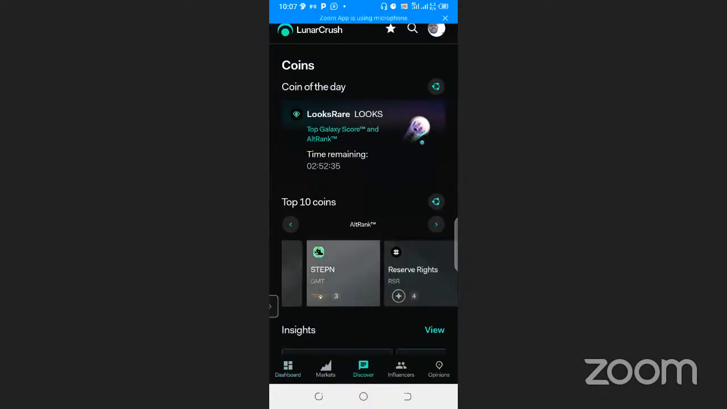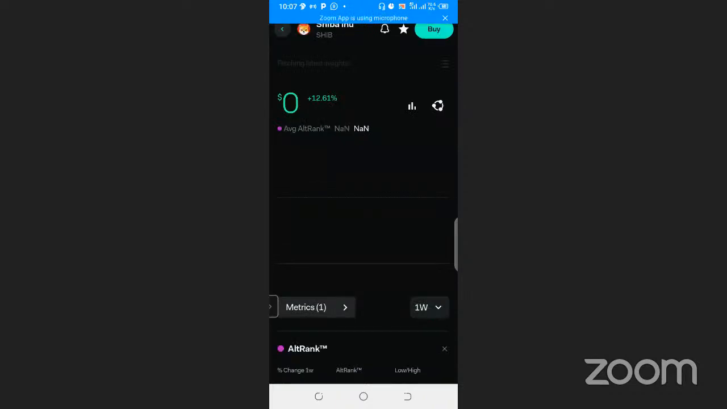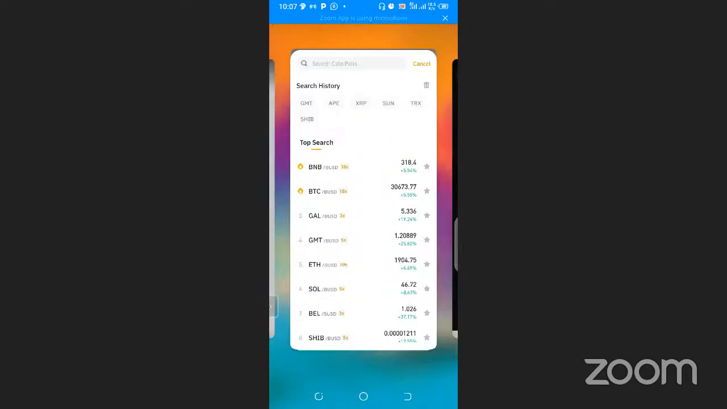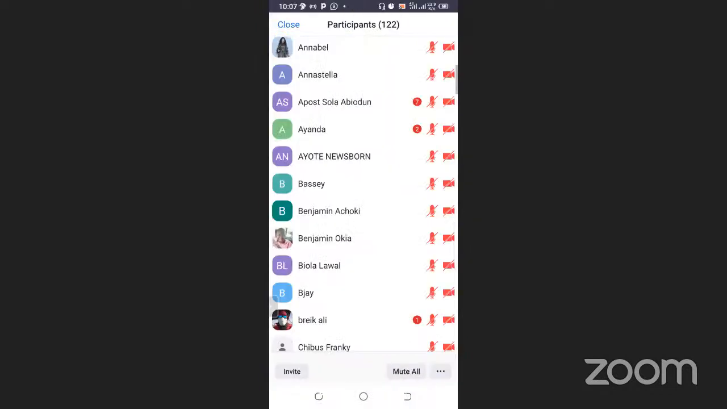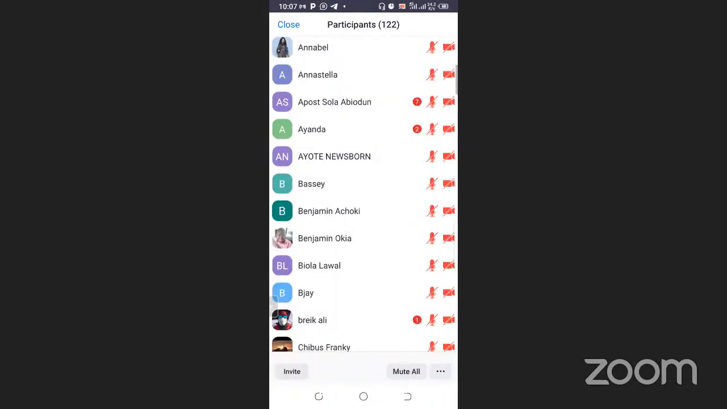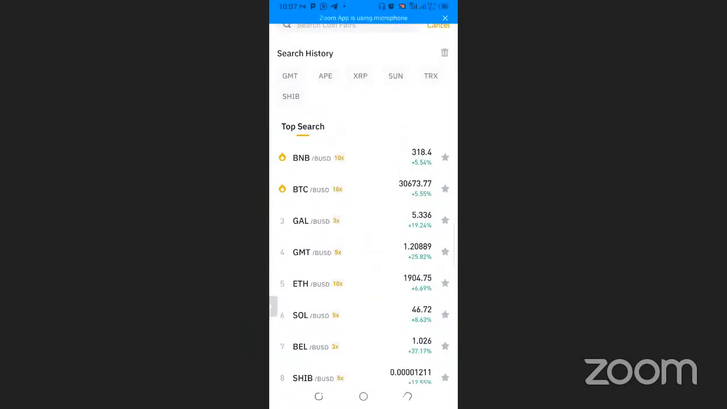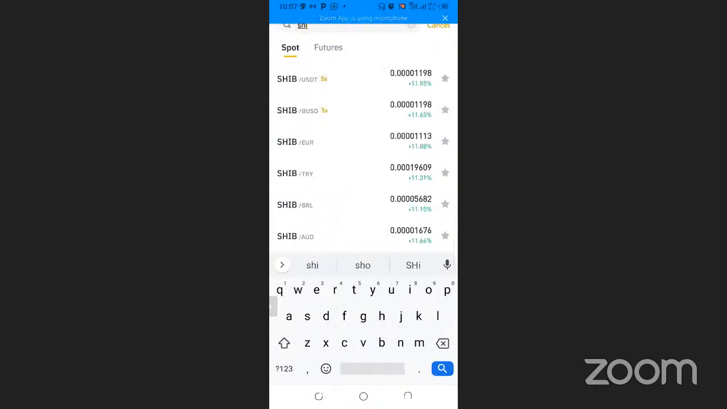Okay, GNT has gone down to 3. Apple will go down. Okay, we are looking at the Shiba. We are going to look at the last trade at the Shiba. Shiba as the last trade for today. Then we can now close this morning. But we first of all search for it.